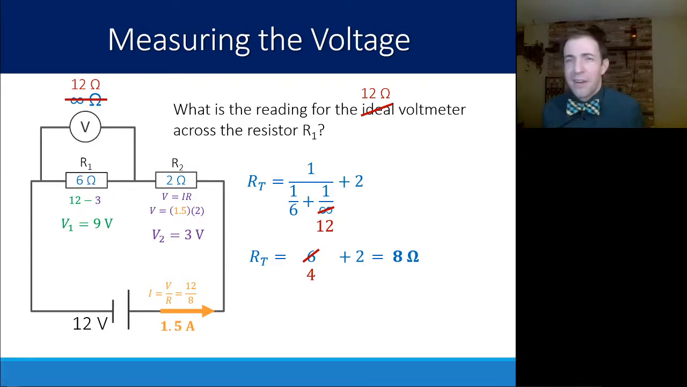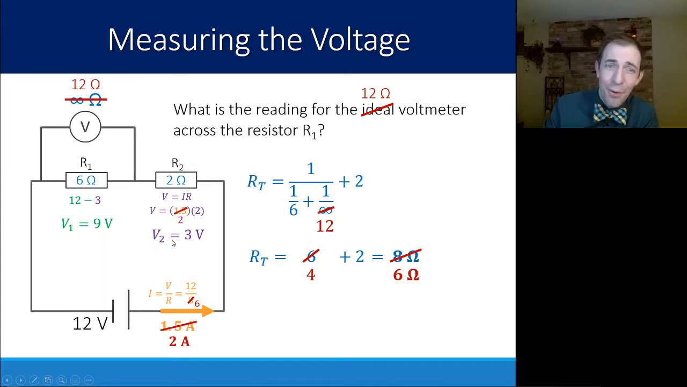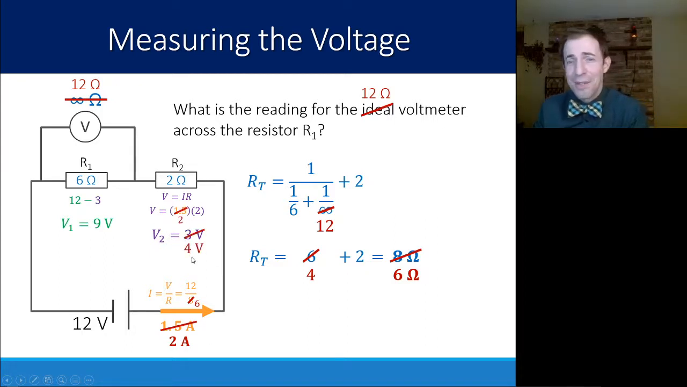You could do that on your calculator. 6 to the minus 1 plus 4 to the minus 1, all that to the minus 1 will give you 4. Now 4 plus 2 is 6. You can see how this is kind of trickling through, that this parallel branch is 4 plus 2. Now the overall is 6, which means my overall current is now 2 amps instead of 1.5, which means that the voltage drop in R2 instead of 3 is now 4 volts, which means that there isn't as much voltage left over for R1. So that turns into 8 volts.